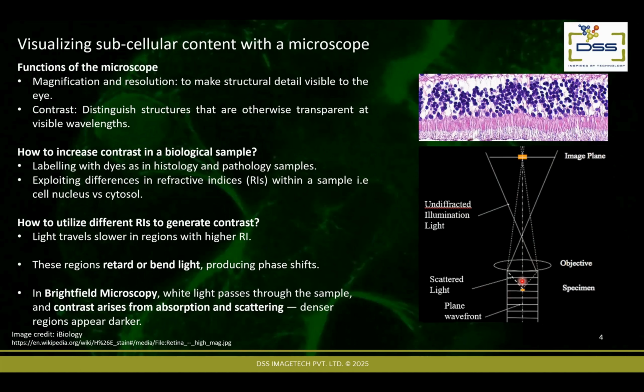So if this is our sample over here, and that is the light passing through, different kinds of structures in the cell will interact with light differently. We also have undiffracted light over here, and then we also have scattered and diffracted light. And the interference pattern that this creates on the image plane is what we see as a microscopy image.